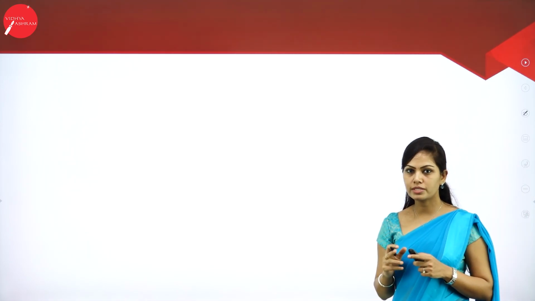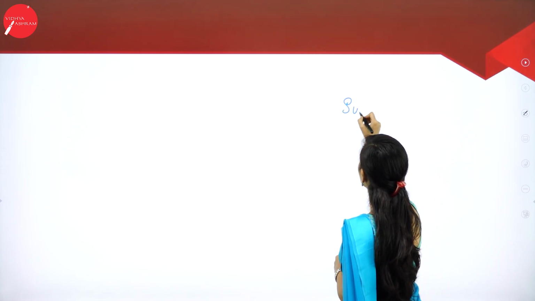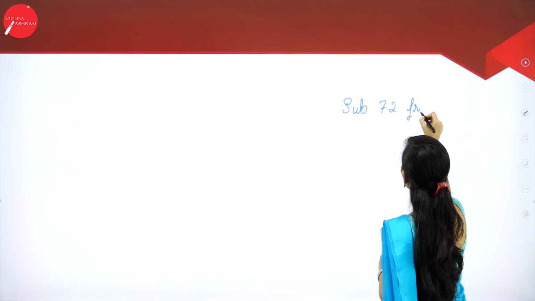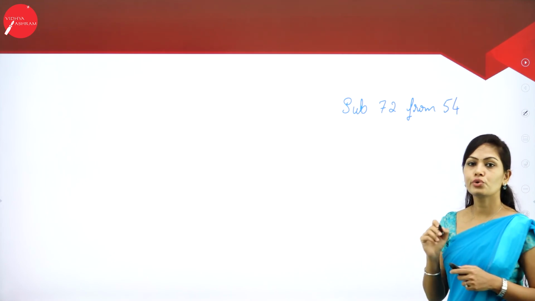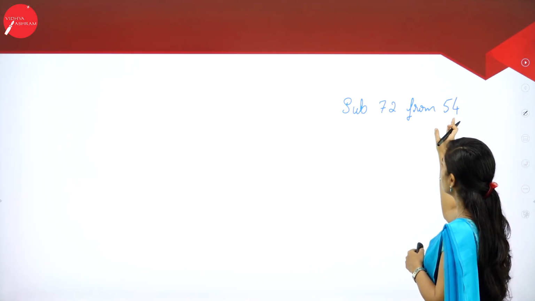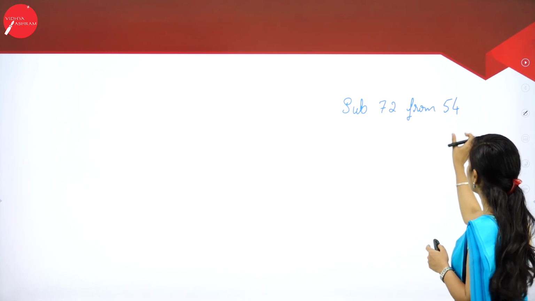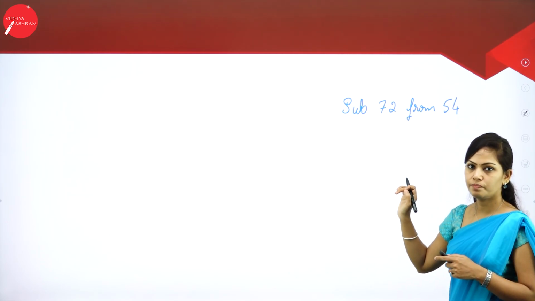Again I will give one more assignment question. Please practice this. Subtract 72 from 54 using the 2's complement method. So this is case 2. The minuend is less than the subtrahend. Please find this. The minuend is 54, the subtrahend is 72.